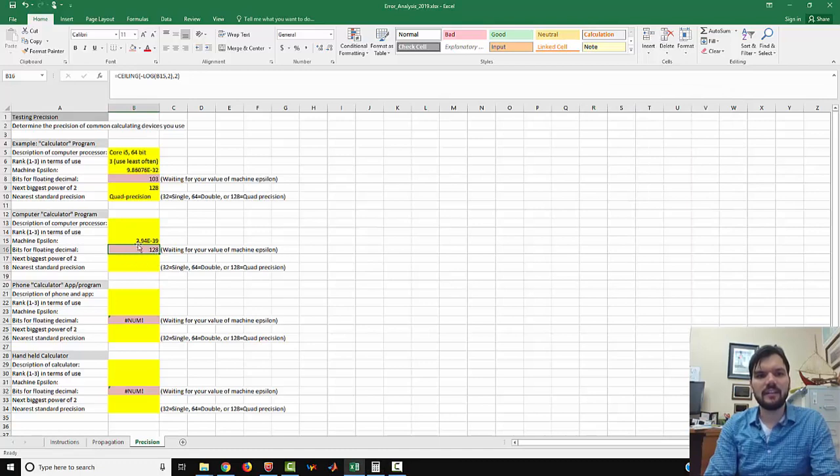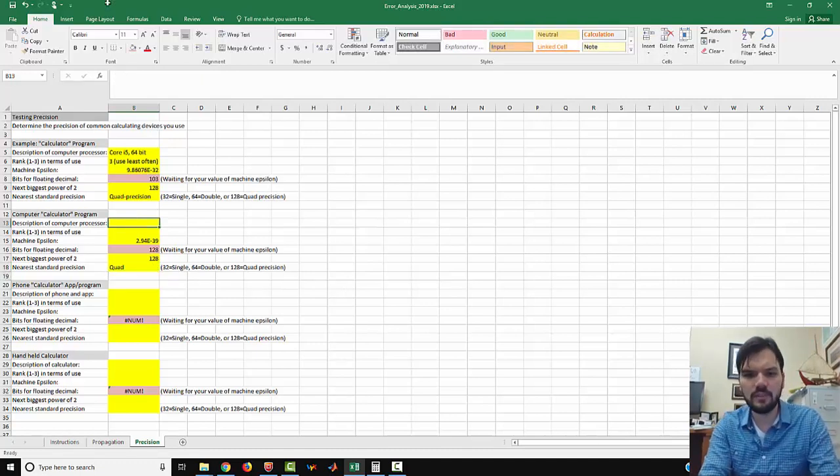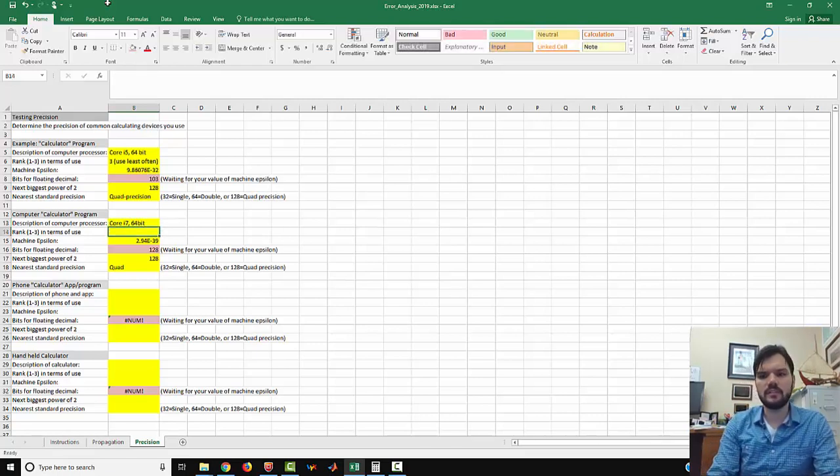And this should calculate the number of bits that relate to this decimal number, 128, because that's what I used, 128. And the next biggest power of 2 is 128. And the nearest precision would be quad precision. And by the way, this is on my computer. My computer happens to be a Core i7 64-bit computer, which is a little bit more up to date than my previous computer a few years ago, which looked like it was also quad precision, but didn't quite get up to 128.